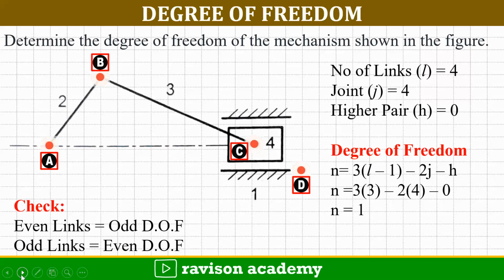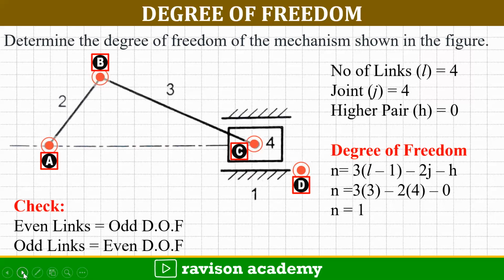So here 1 is the fixed link, 2 is a crank, 3 is a connecting rod, and 4 is a slider. So here you have 4 links. So L equal to 4. And coming to the joints, joints should be named in alphabets.